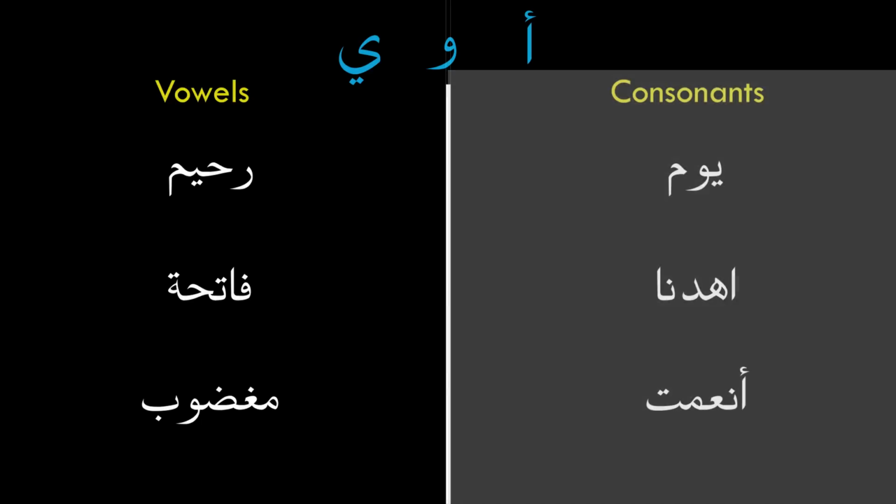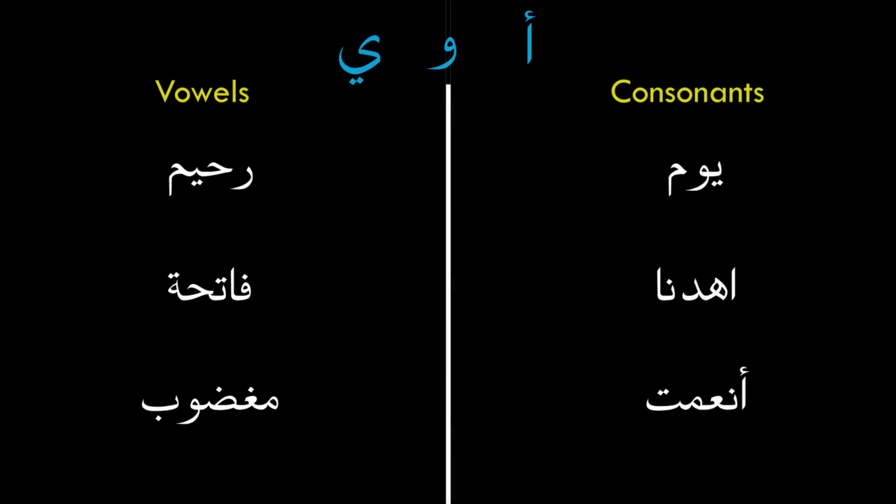In the right side, the 3 letters are consonants, and to know this, we put diacritics above them. The first is yawm, as in Maliki Yawmiddin, and it contains ya and waw, and both of them are consonants. That's why we put short vowels above each of them. Fatha above ya and sukoon above waw.